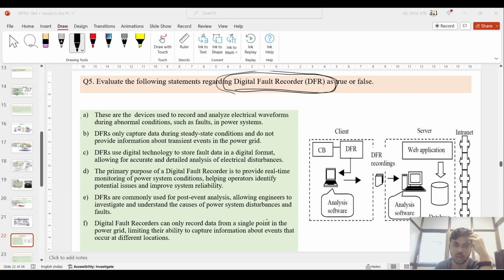ACEF true. Sir, B and F are false. Okay, ACEF. Okay, B and F are false. Okay. Any other answers? Ritika is saying ACE is true. Okay. Any other answers?